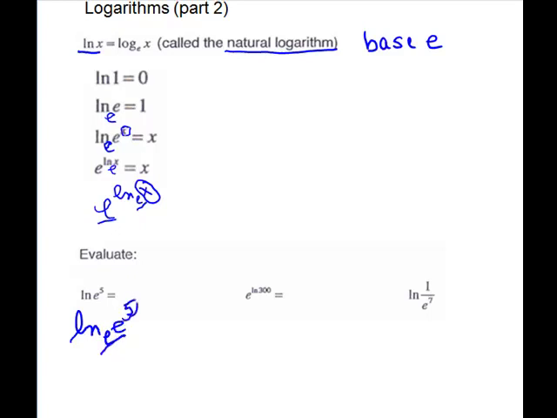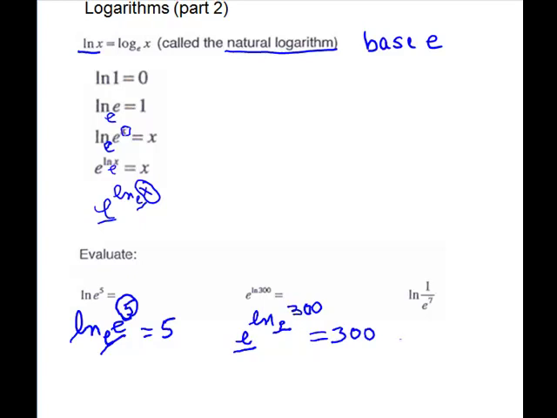Your bases are the same. The answer is the exponent. So 5. The next one, you have e, you're raising it to a natural log power. So e to the ln of 300. The base here is the same as the base of the logarithm. The answer will be 300 by your property.